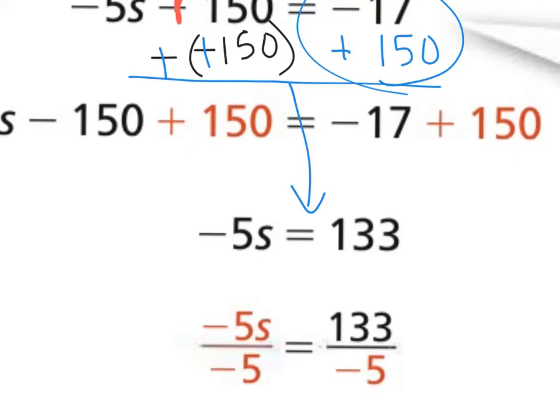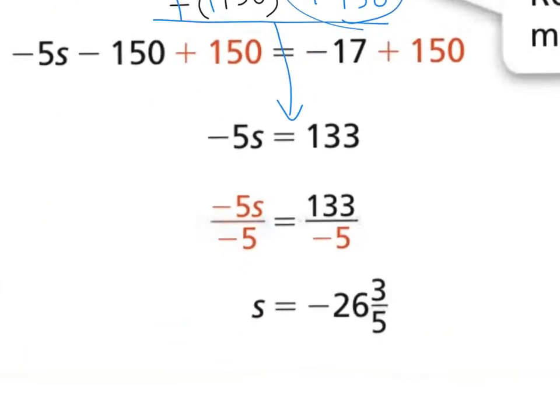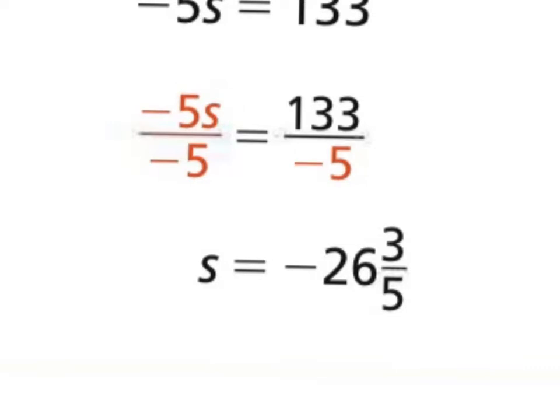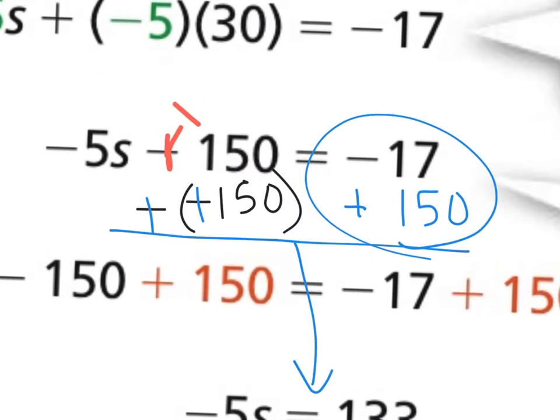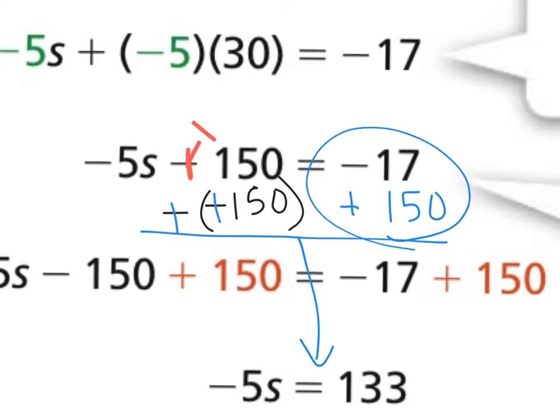And again, when you divide, that doesn't come out evenly. So it's negative 26 3/5. If you did that as a decimal, negative 26 6/10 would work also. Either one of those would be okay. So kind of the one thing, rather than distributing, the only real difference you might see on this problem is in the step that we had a plus negative 150 there.